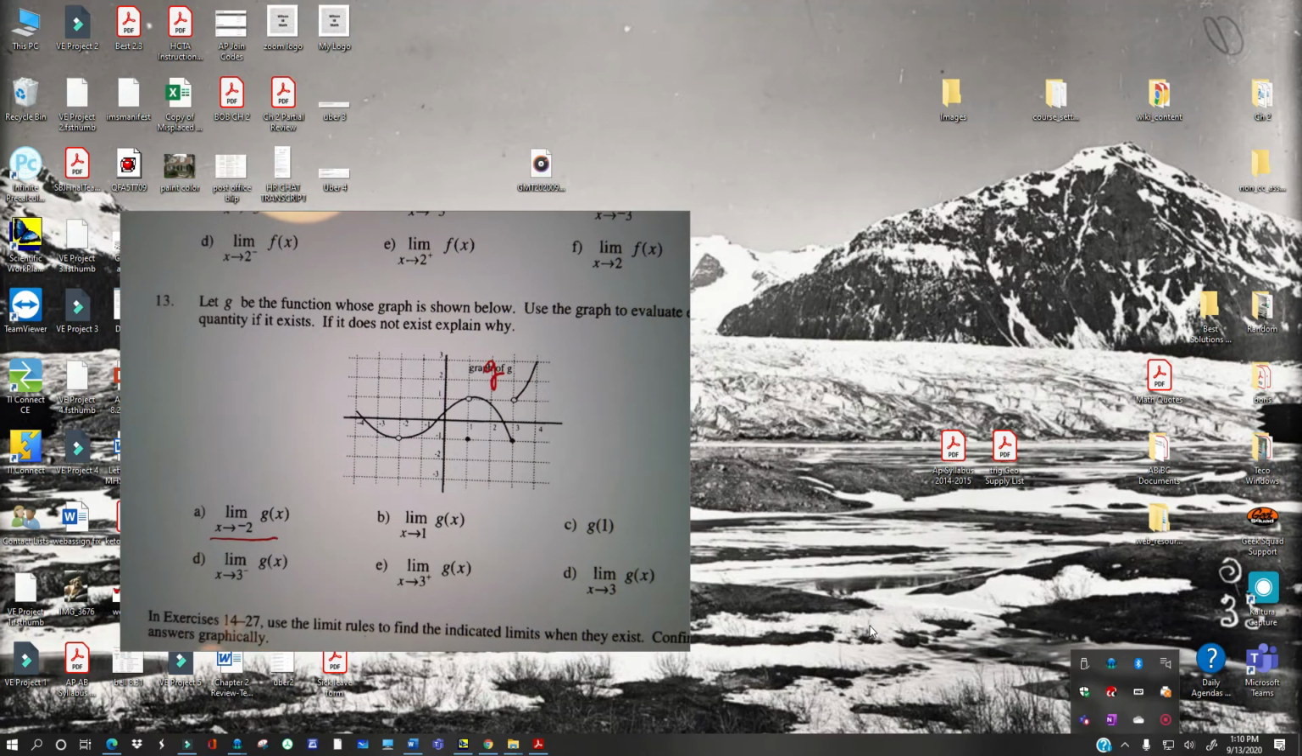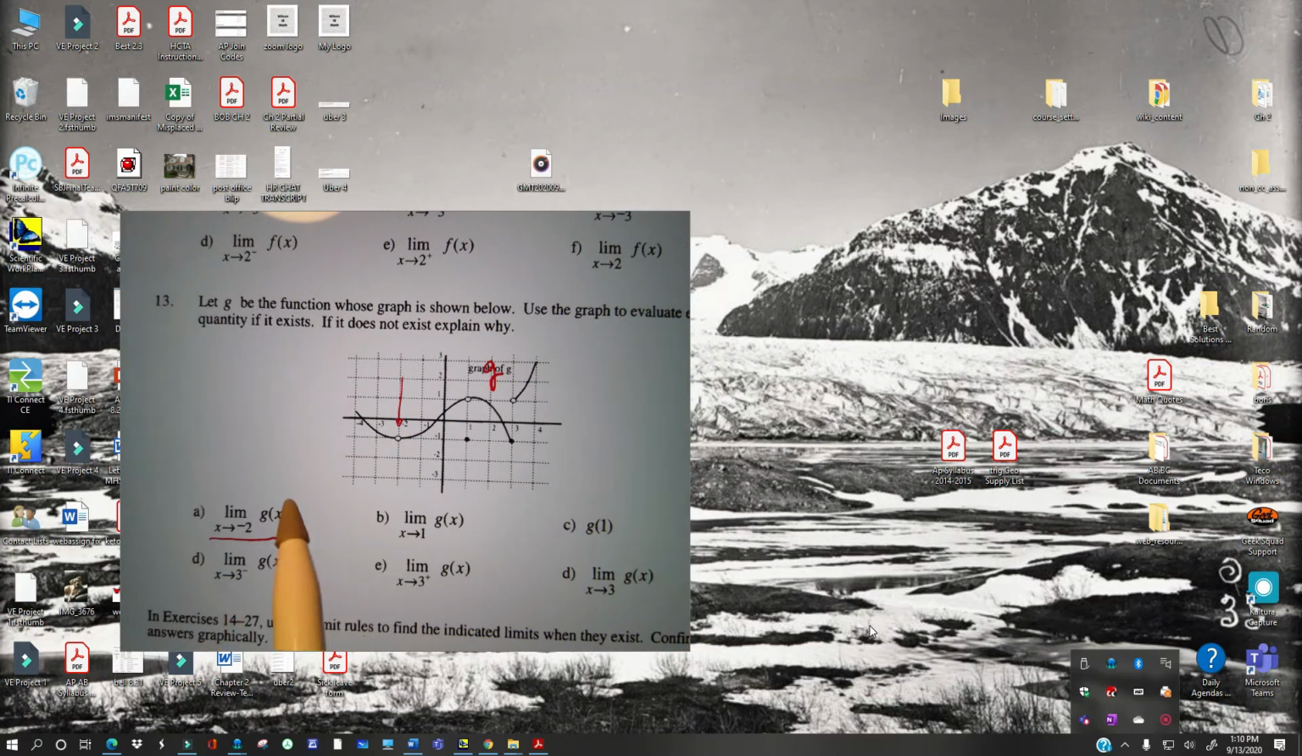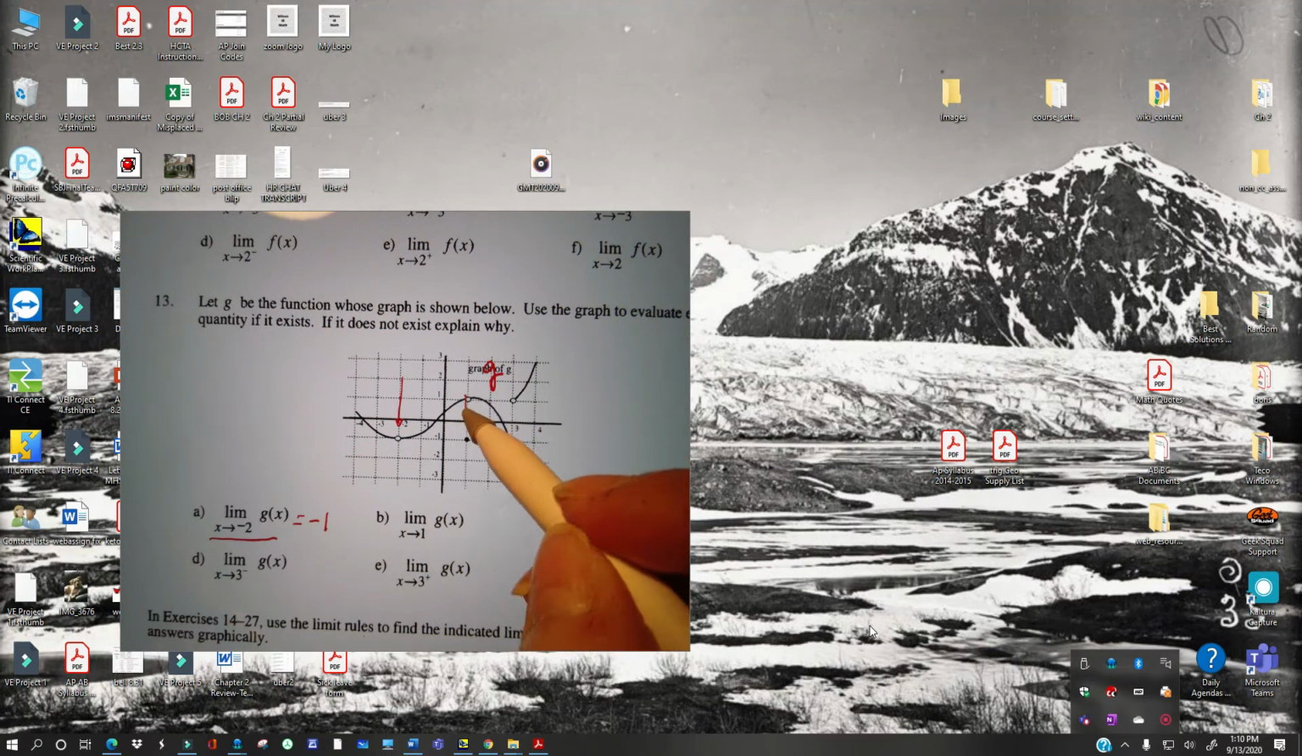Well, remember, the limit exists if and only if the limit from the left equals the limit from the right. So taking a couple of pens here, x equals -2 is right here. So if I come in from the left, my height is -1. If I come in from the right, my height is -1, and so therefore I'd say the limit is -1. In part B, when x is equal to 1, well, here's 1.